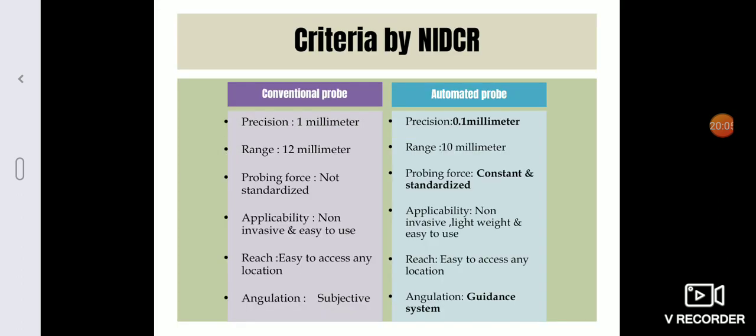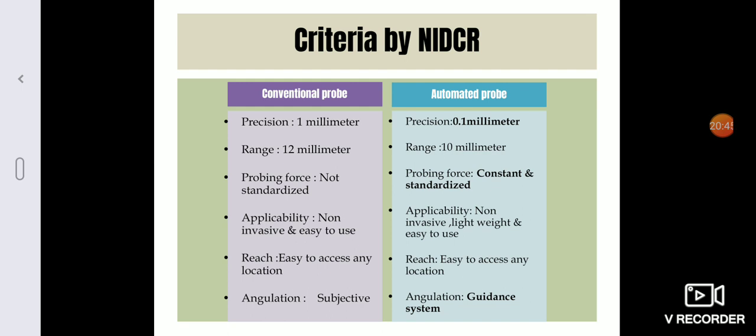So in order to overcome the limitations of conventional probing systems and to develop improved pocket depth or attachment loss measurement systems, the NIDCR, that is the National Institute for Dental and Craniofacial Research, has defined the following criteria, and there are certain points of comparison between the conventional probe and the automated or next generation probes. You can see there are certain changes in areas such as precision, where a conventional probe gives a precision of 1 millimeter, whereas the automated probe gives a very fine precision of up to 0.1 millimeter.